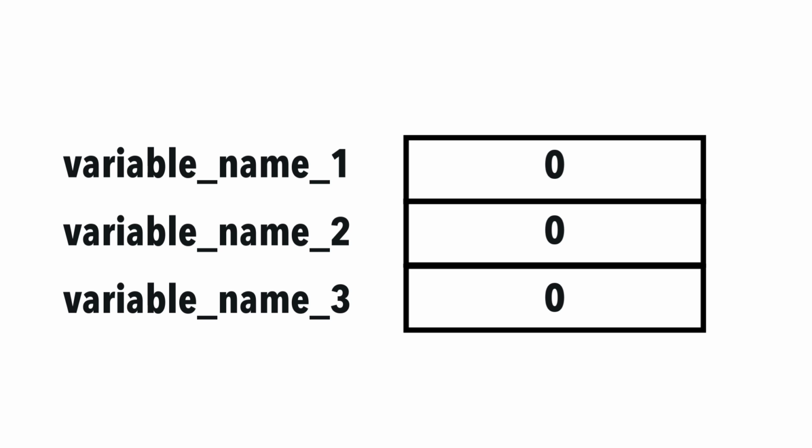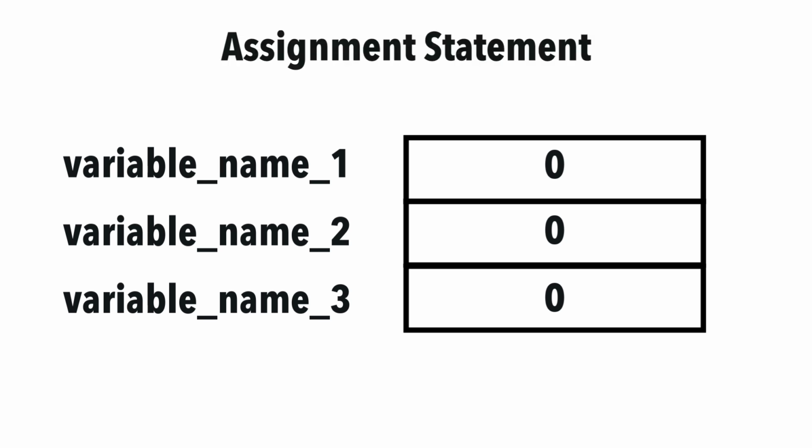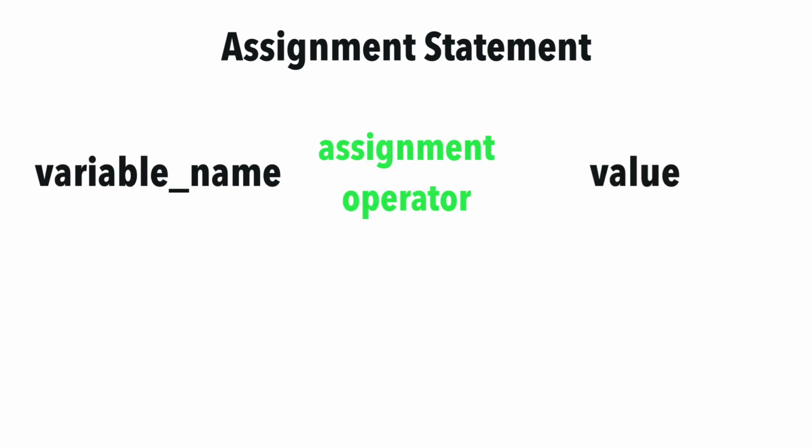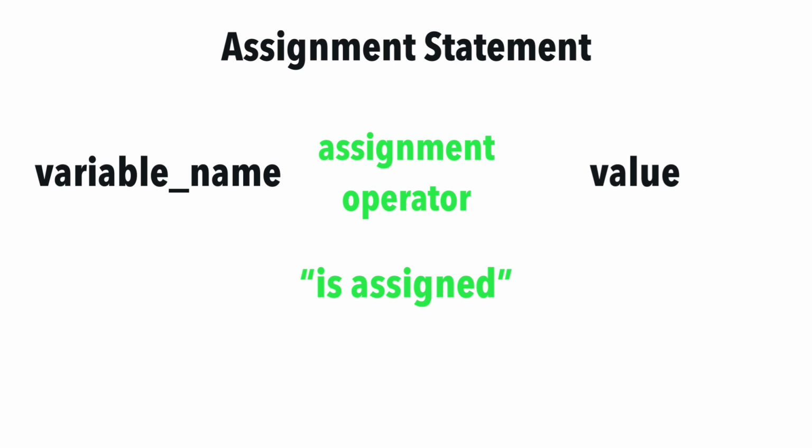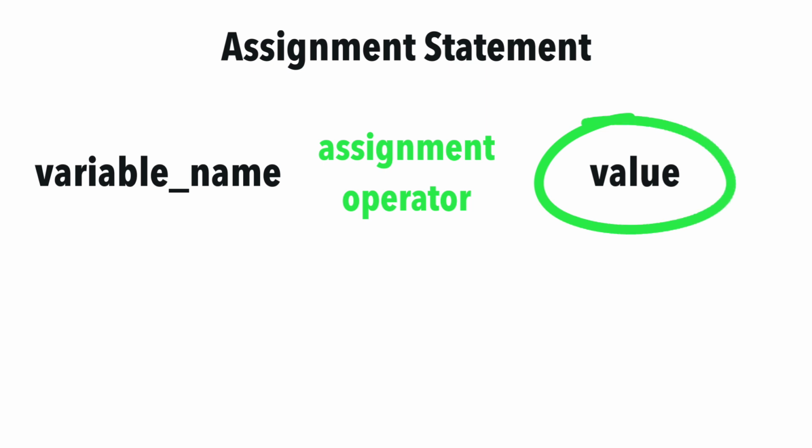The first type of programming statement we will cover is the assignment statement. Assignment statements are used to place values into variables. Assignment statements have the following general format: a variable name followed by an assignment operator followed by a value, which will place the value on the right-hand side of the assignment operator into the variable on the left-hand side, replacing any value the variable currently contains. The assignment operator is typically read as is assigned to, or is set to. Assignment statements do not affect the values on the right-hand side of the assignment operator.